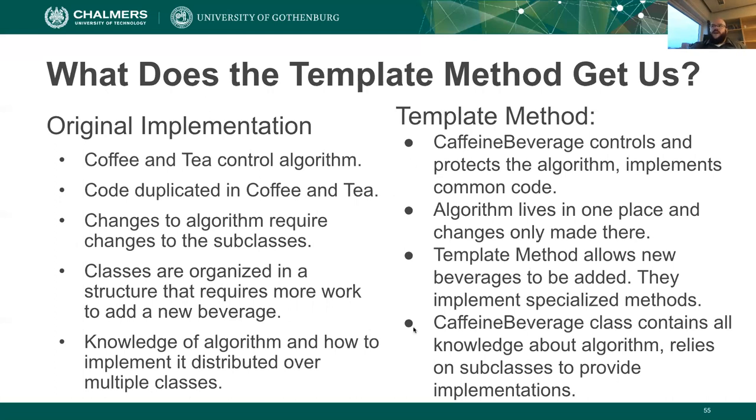By abstracting the recipe into the parent, delegating concrete differences to the child classes in the template method pattern, we have this parent class, caffeine beverage, which controls and protects the algorithm. It implements the common code. The algorithm lives in one place. Changes to the actual recipe only happen in one location. The template method allows new beverages to be added pretty easily, right? And they're just going to swap out the elements that they need to swap with their own specialized methods. And the caffeine beverage class controls all of our knowledge about the algorithm, relying on subclasses to provide concrete implementations, right?